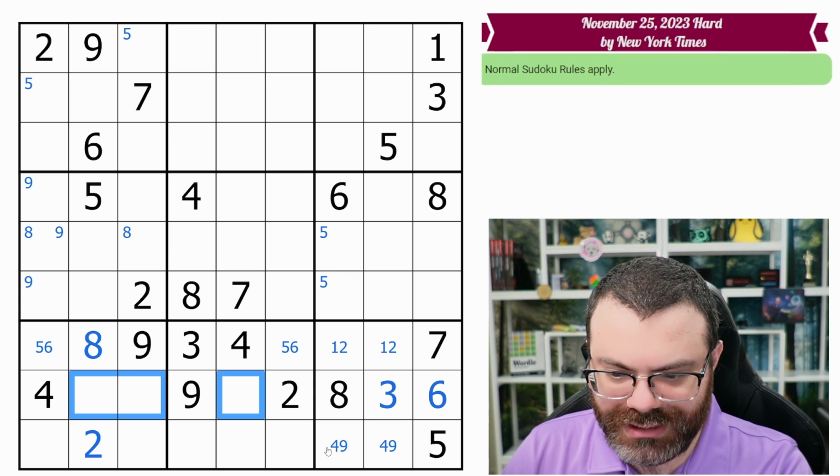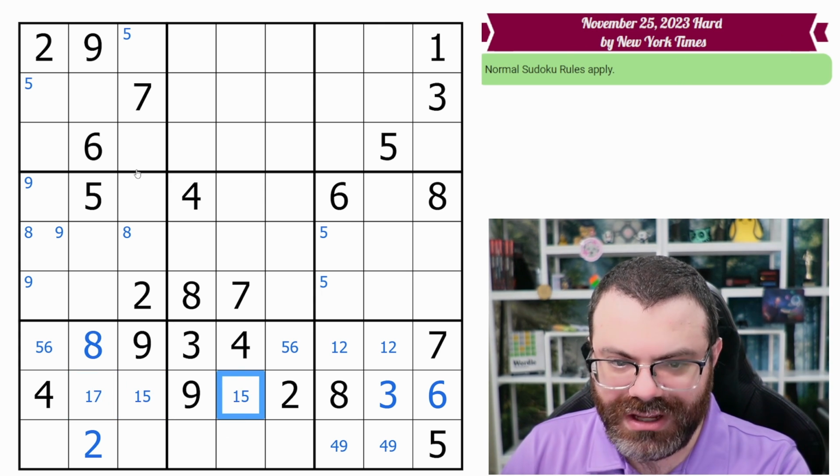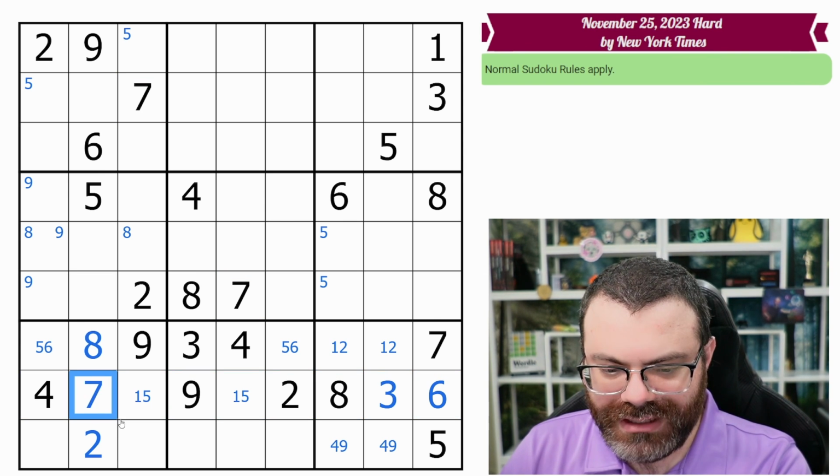So we need a 1, 5, and 7 here. Okay, I'm seeing some eliminations. 1, 5, 7. So that's not 5, that's not 7, that's not 7. Oh, I didn't notice that 2 of them saw 7. So 7 in this row can only go there.